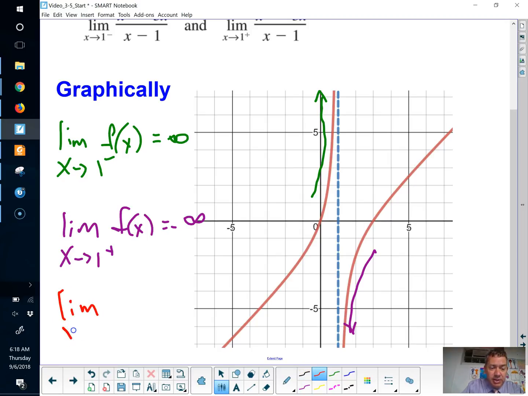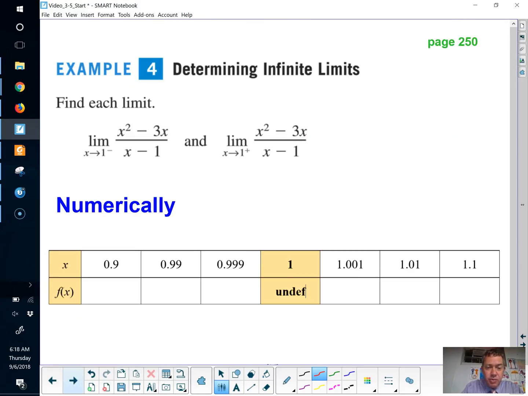Overall, the limit as x approaches 1 of f of x does not exist because it is different from the left and the right. This is not a surprise. You know all this stuff. How about numerically? What happens as x is getting close to 1? Take a look at this.